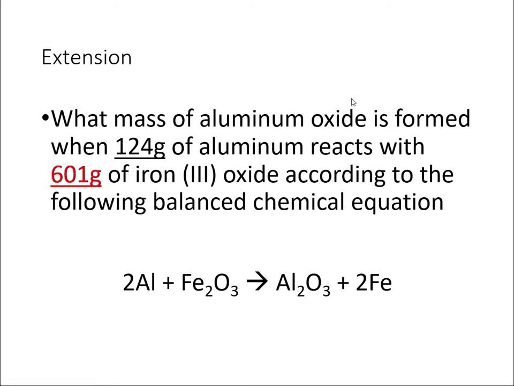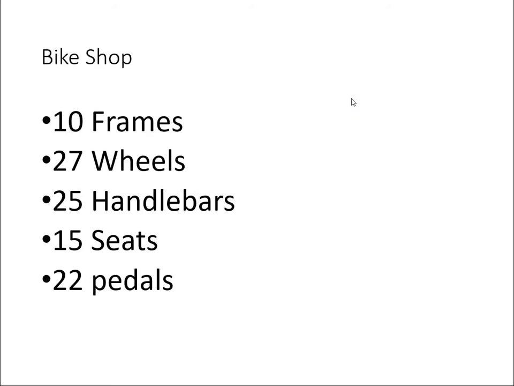The best way that I can help to describe or come to a conclusion as to what to do here is let's get out of the chemistry classroom for a second and let's step aside and go into a bicycle shop. So I have a bicycle shop, and what I make in my bicycle shop is tricycles. I have 10 frames, 27 wheels, 25 handlebars, 15 seats, and 22 pedals.